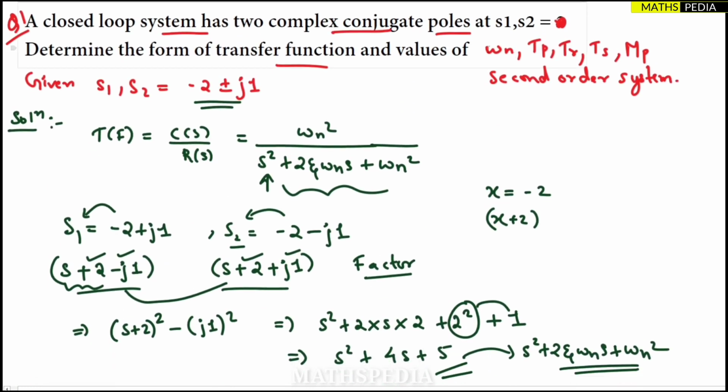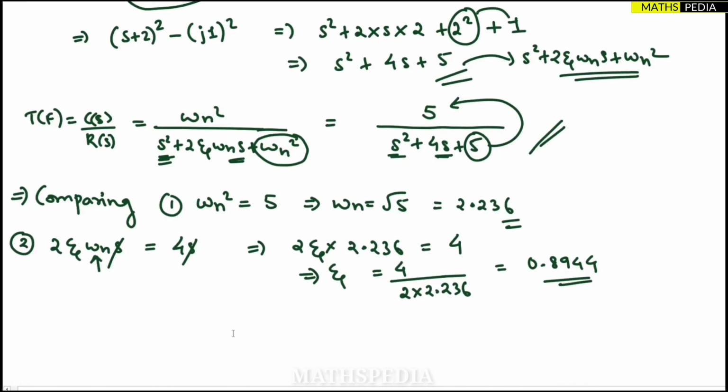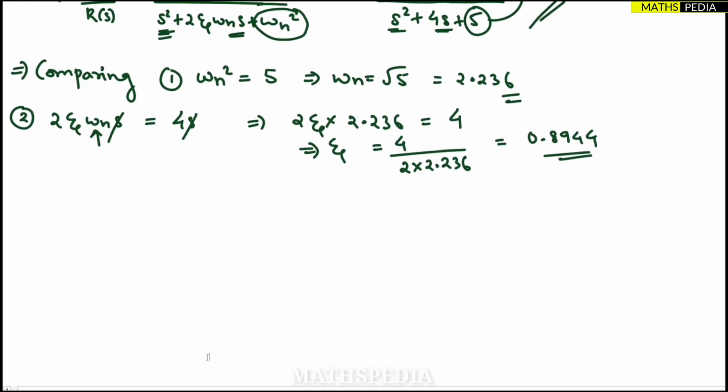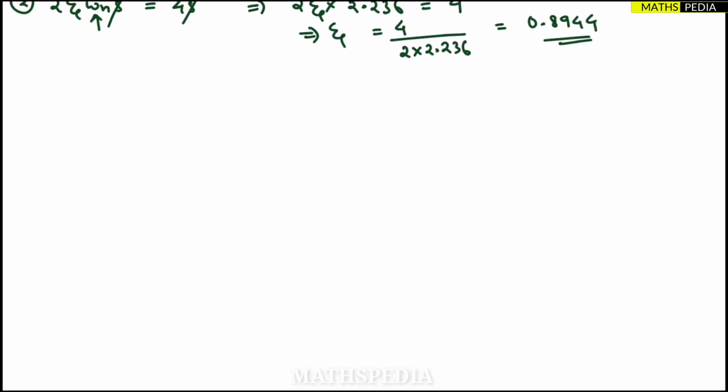Now we have to find what? We have omega n value, we have to find the TP value, then TR, TS, MP. First we'll go for TP. What is TP? Peak time. Okay, so everything we'll find out. What is the formula? Let us go for peak time. Peak time is denoted by TP. So we have the formula TP as pi by omega d.